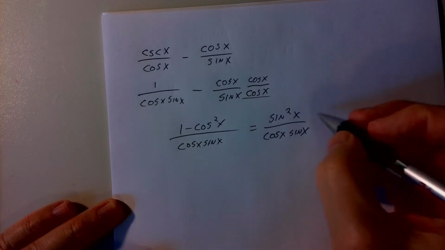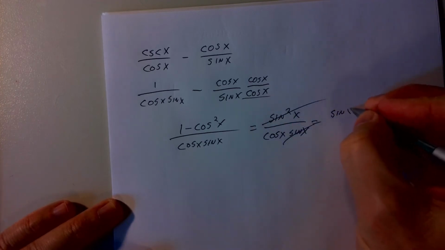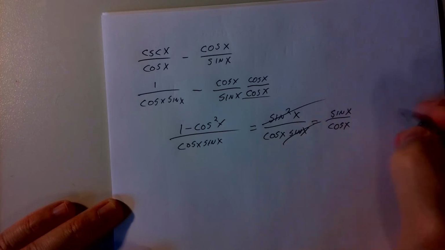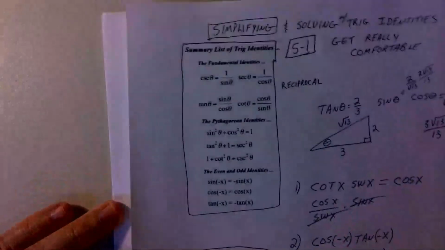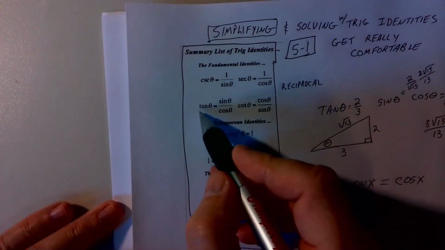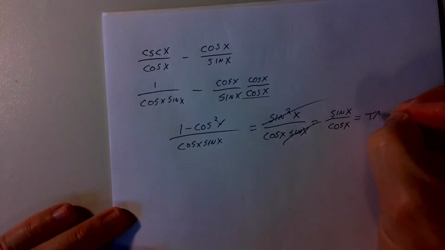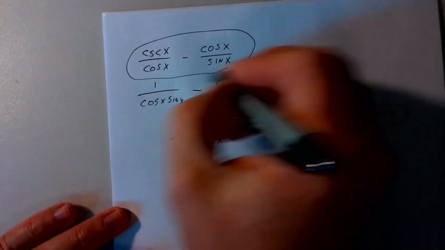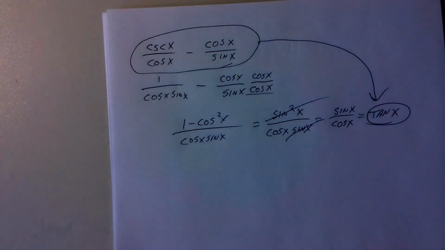And then, hey, look, there's one of those upstairs and one of those downstairs, so that's going to kill one. So now I got sine x over cosine x. And then I'm like, wait, let's go back to this little paper over here, and sine over cosine is tangent theta. So tangent x. Isn't that crazy? This weird looking expression right here is equivalent to tangent. And again, that's kind of what we're doing through a bunch of these things.